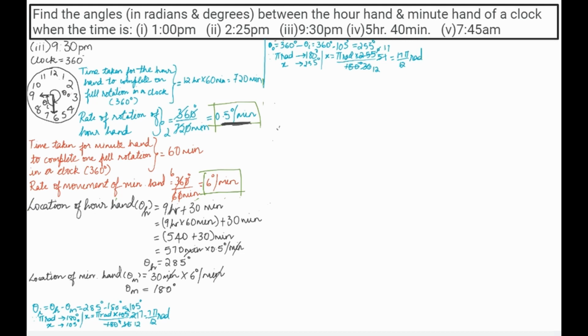So therefore, our answer is theta I, which is equal to 105 degrees. In terms of radians, it is 7 pi by 12 radians. Outer angle theta O is equal to 255 degrees, which is equal to 17 pi by 12 in radians.